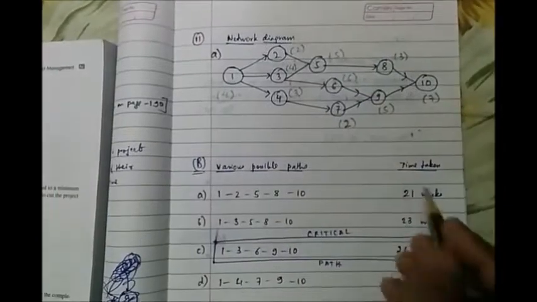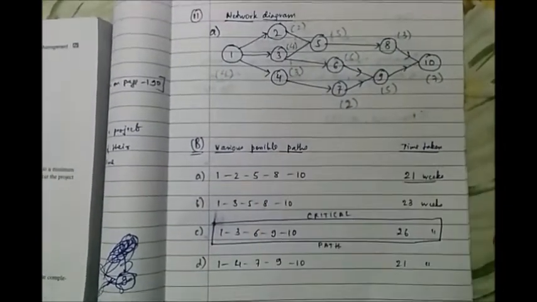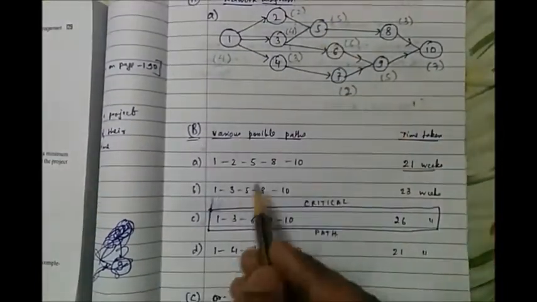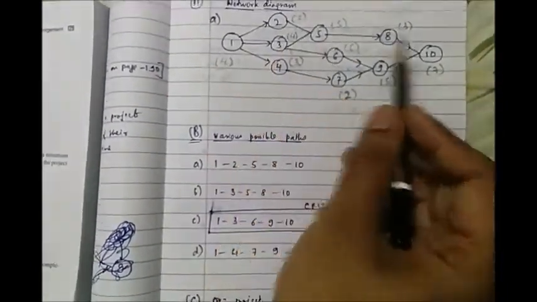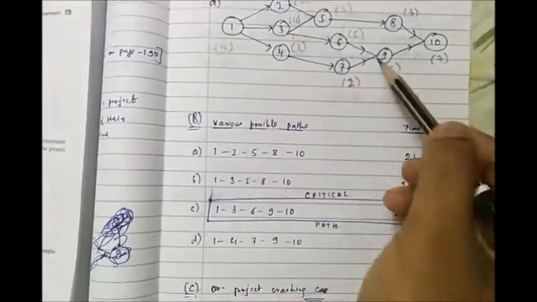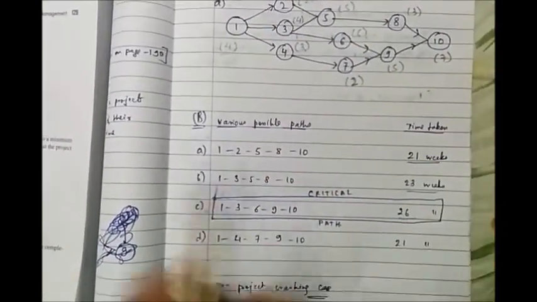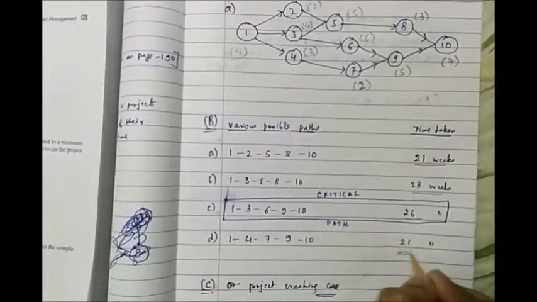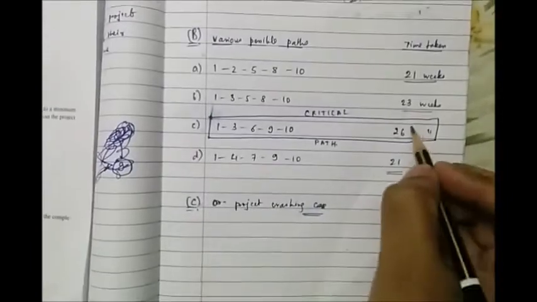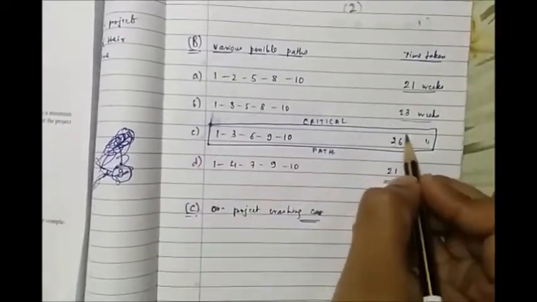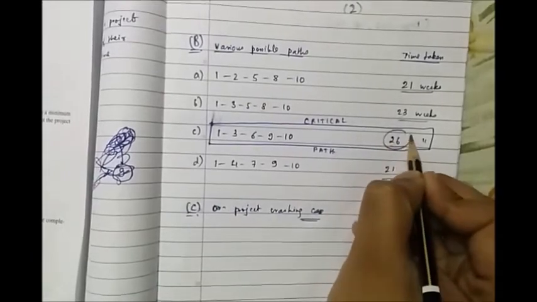Now first is 1, 2, 5, 8 and 10. That takes approximately 21 weeks. We'll simply add the time that is allotted to each activity. Then 1, 3, 5, 8, 10 is the second path, taking 23 weeks to complete. 1, 3, 6, 9 and 10 takes 26 weeks to complete, and 1, 4, 7, 9 and 10 takes 21 weeks to complete. Out of these, path C, which is 1, 3, 6, 9 and 10, takes the highest time, that is 26 weeks to complete.